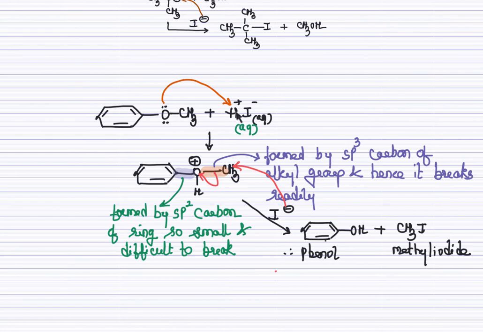So even if you use excess of HI, the products remain the same because OH cannot be converted into I. It cannot be replaced by iodine because this OH is on the ring, and such substitutions are not very easy with OH connected to the ring. Okay? Now the second property that we talk about is electrophilic substitution.